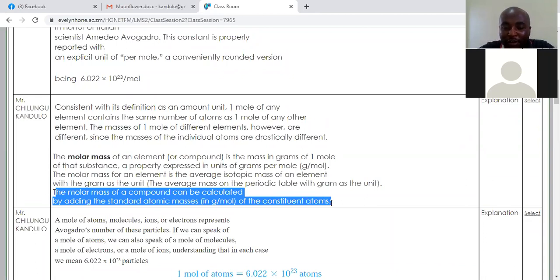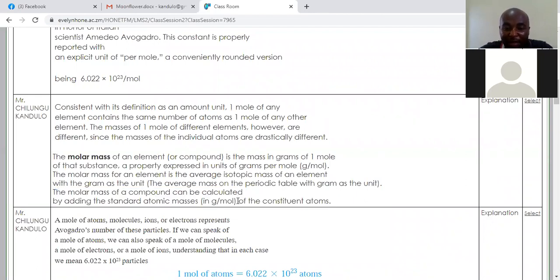So meaning, if you have H2O, you will say hydrogen, 1 times 2, hydrogen 2 grams, plus oxygen per periodic table is somewhere around 16. So 2 plus 16 is 18. So the molar mass for water will be 18 grams per mole. So the unit is grams per mole. Although we sometimes shorten it to grams.